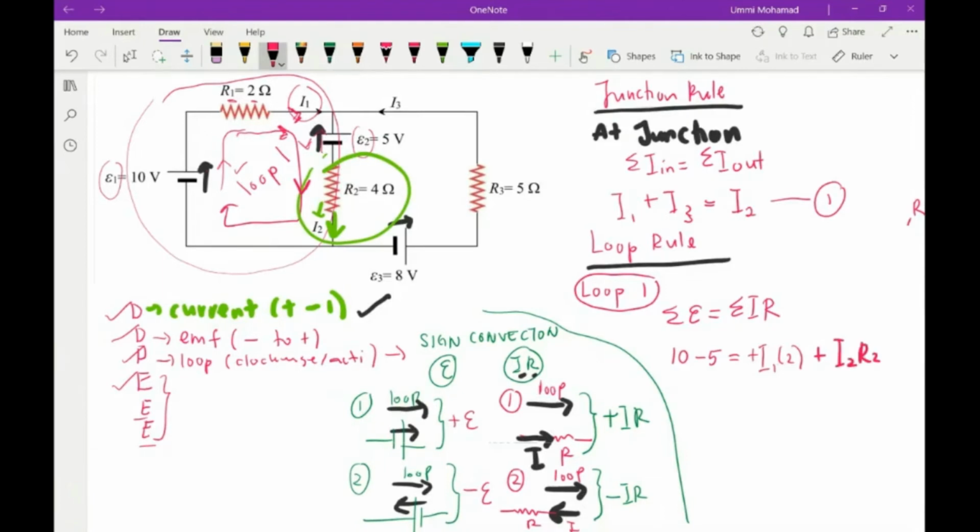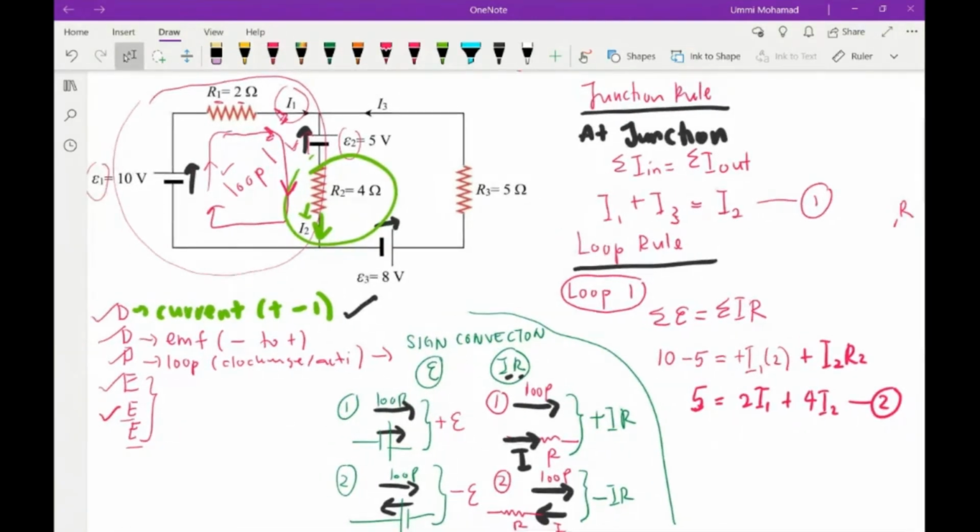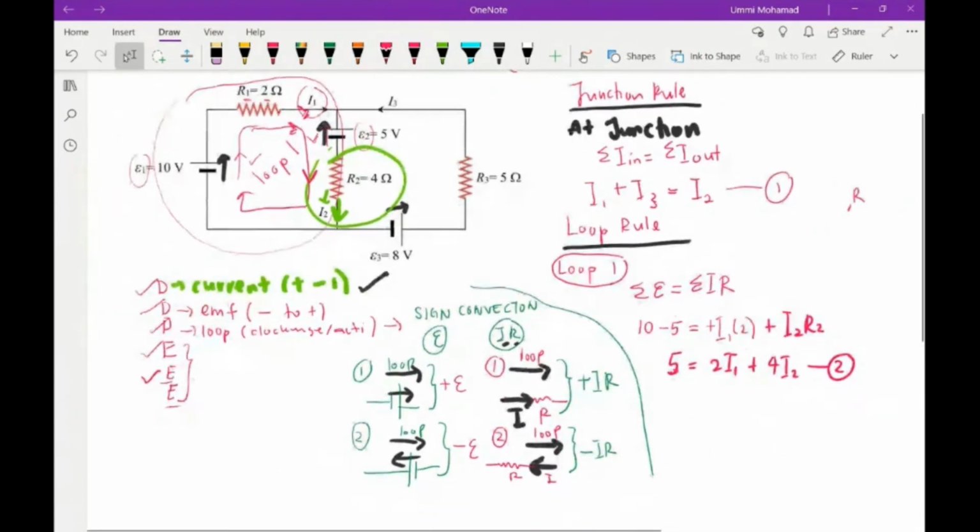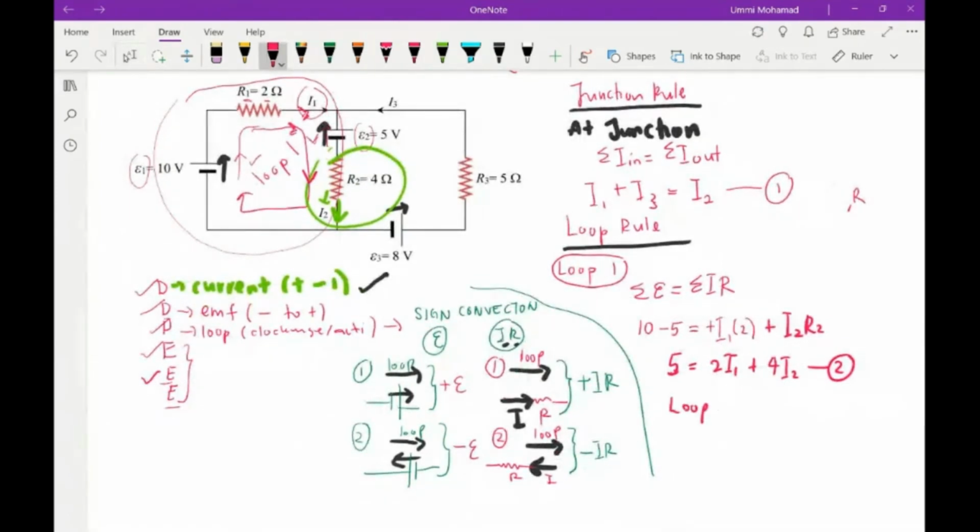Now we simplify the circuit. Finally, we get 5 equal to 2 I1 plus R2, our R2 is 4, I2. So this is your second equation. Now we want to generate the third equation, class. The third equation is going to be from loop 2. Again, we start our equation with summation of EMF equal to summation of IR.